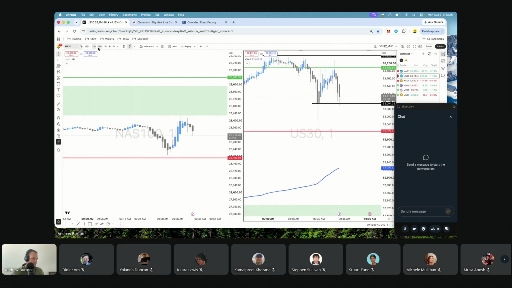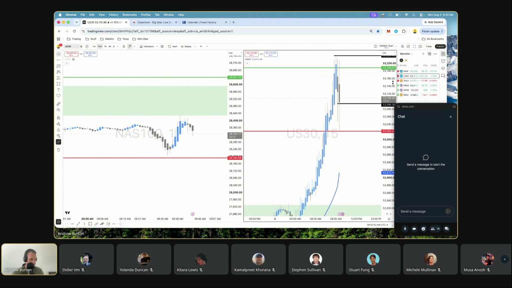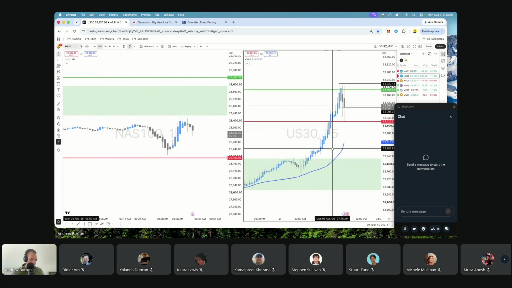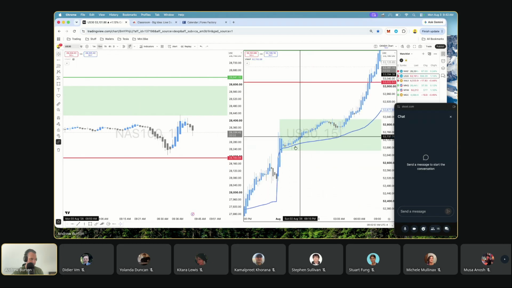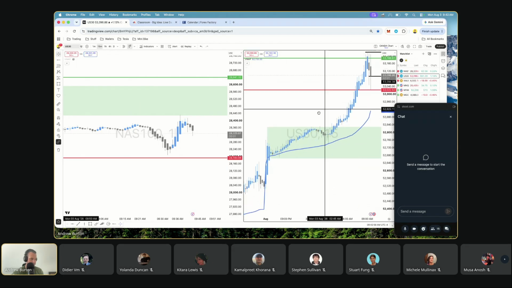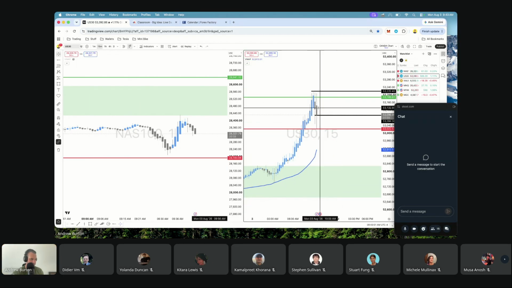Because if we look at a bigger time frame here, guys, you can see US30 has just been ripping, right? So it kind of needs to come back down. It needs to have like a pullback. And I don't think this is big enough for it, but who knows?